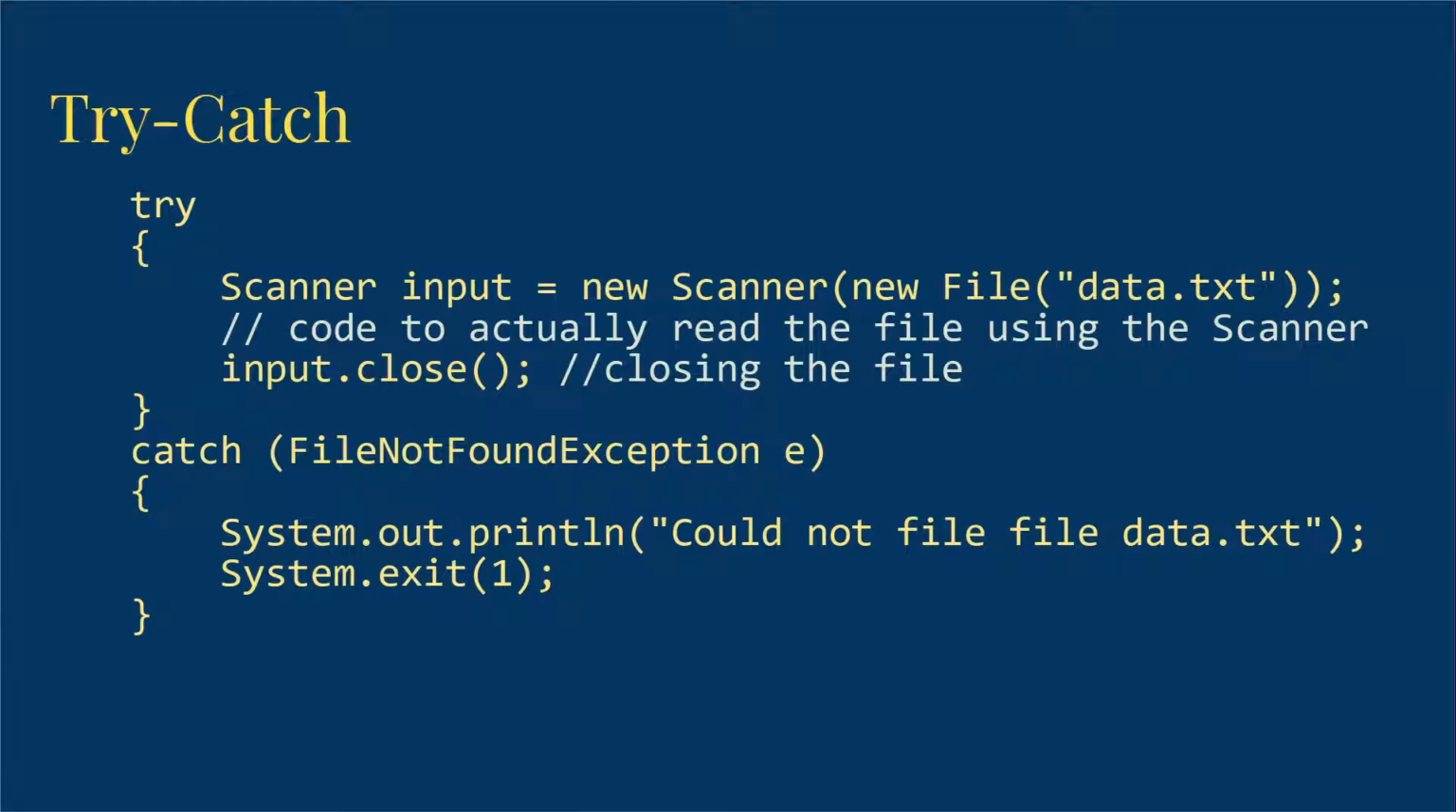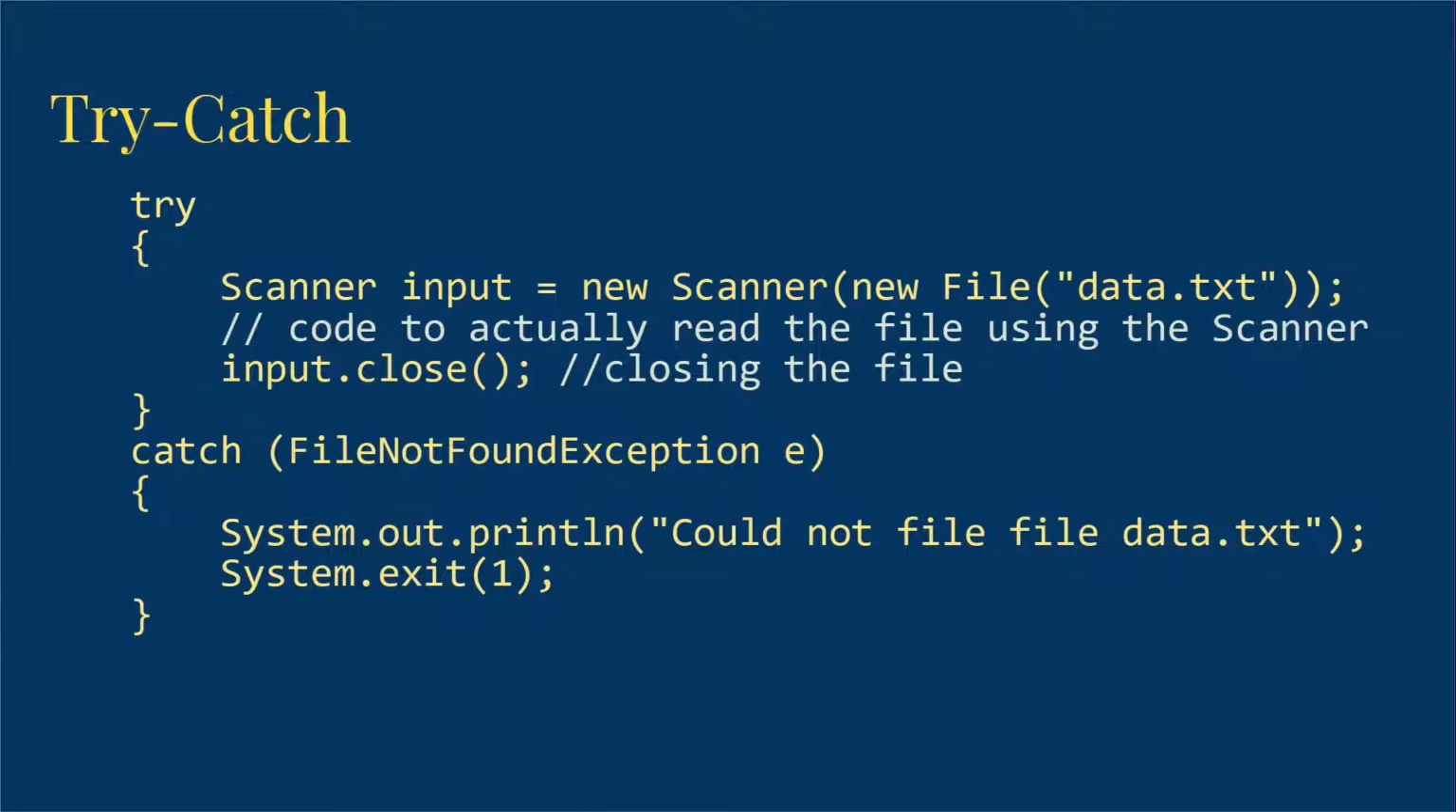The basic concept here is that we put the code that might cause the exception inside a try statement, and then we have a catch statement for the exception. If we might generate different kinds of exceptions, we'll have a catch statement for each different type of exception. Here's an example try-catch for reading a file. Start with try, and then we have Scanner input = new Scanner(new File("data.txt")), so that line creates the scanner attached to the file and opens the file. Then whatever code we need to actually read the file, and then we close the file. And all of that is inside this try statement.